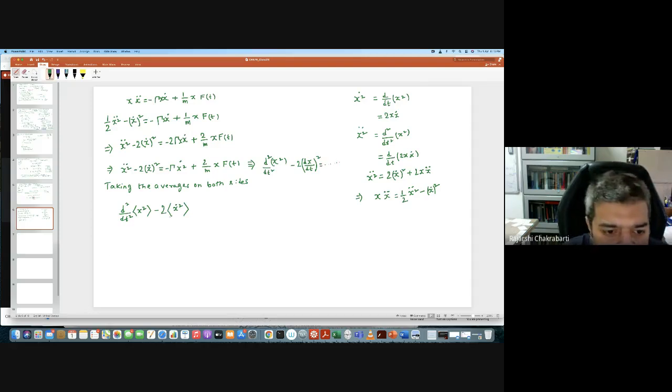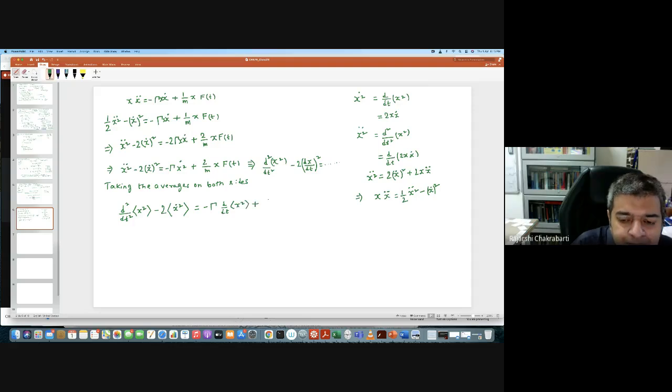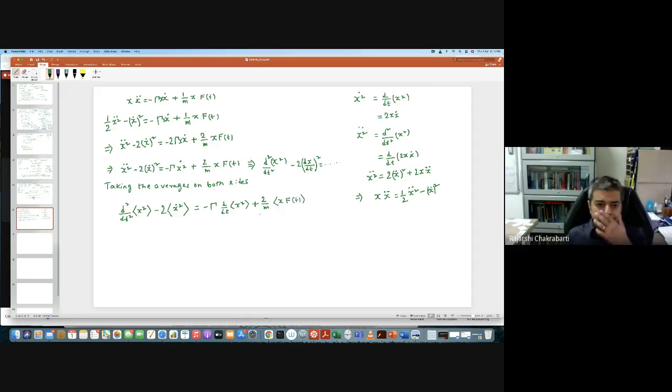I'm not writing the left hand side. This is how it is. Now if I take the average, what will be on the left hand side? Minus gamma, and now this is x square dot, which basically means d/dt of x square. I put the average here, and this one also has an average, because both are functions of time, isn't it? It's like taking a time average, but it's actually taking an ensemble average.